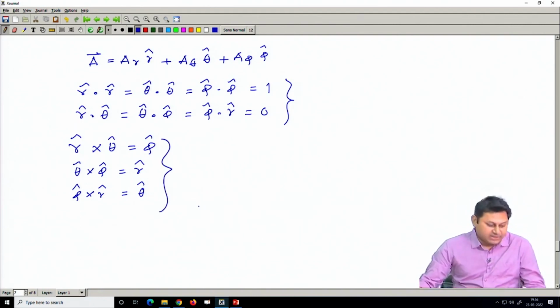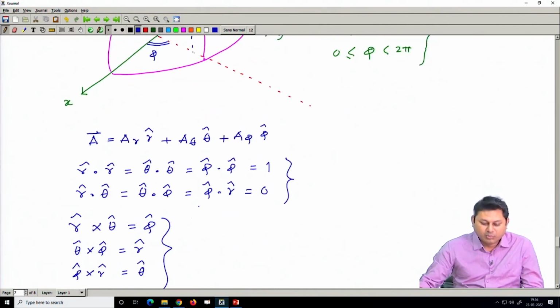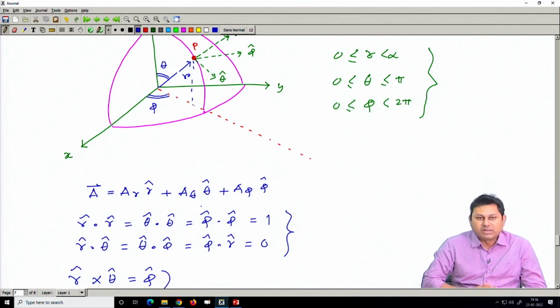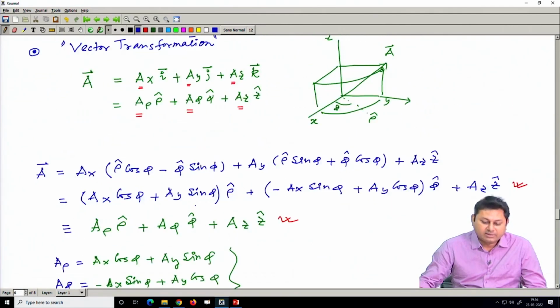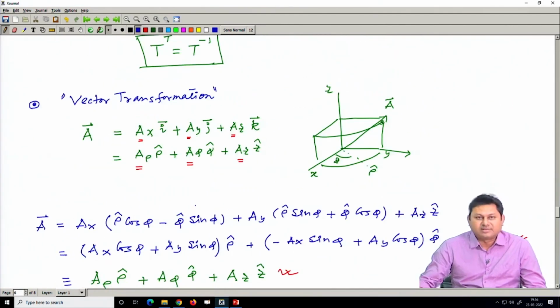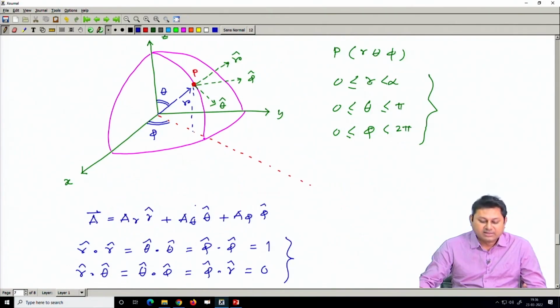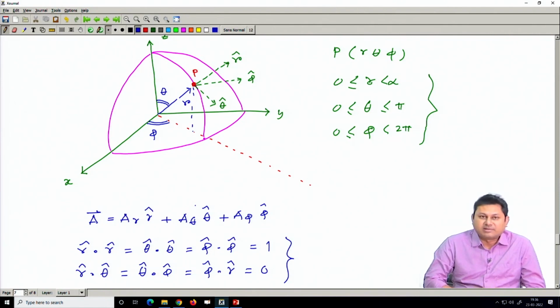I do not have much time today, so with this note I would like to conclude. In the next class we will discuss more about the spherical coordinate system, how the vectors can be transformed and how the unit vectors are transformed. I am not going to do the detailed calculation the way I did here; rather I would like the students to do all this calculation on your own and find out whether you are getting the same result or not. Please take it as an exercise. But next class I will do everything.